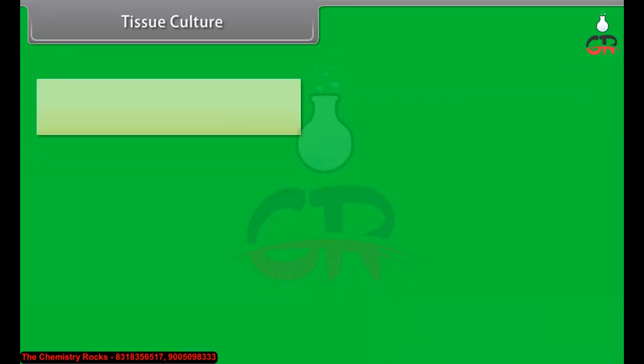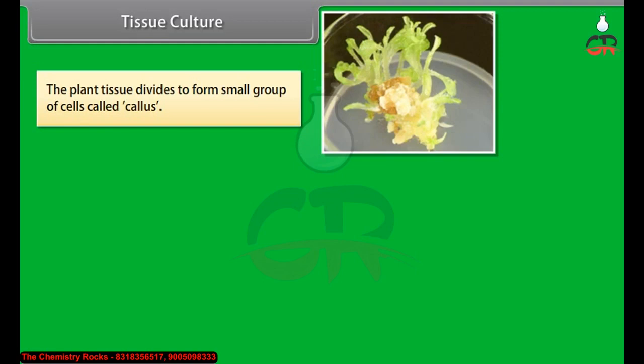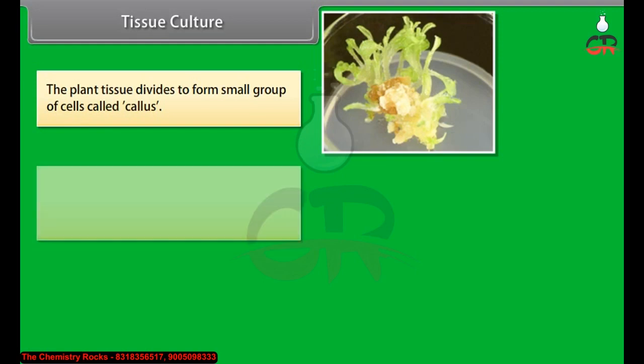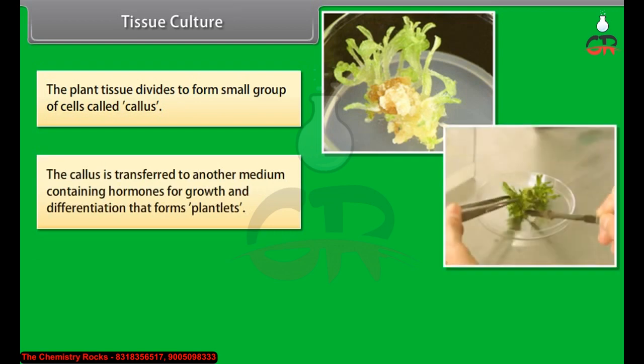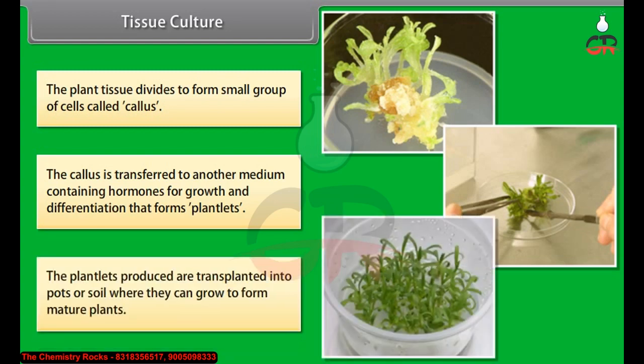The plant tissue divides to form a small group of cells called callus. The callus is transferred to another medium containing hormones for growth and differentiation that forms plantlets. The plantlets produced are transplanted into pots or soil where they can grow to form mature plants.